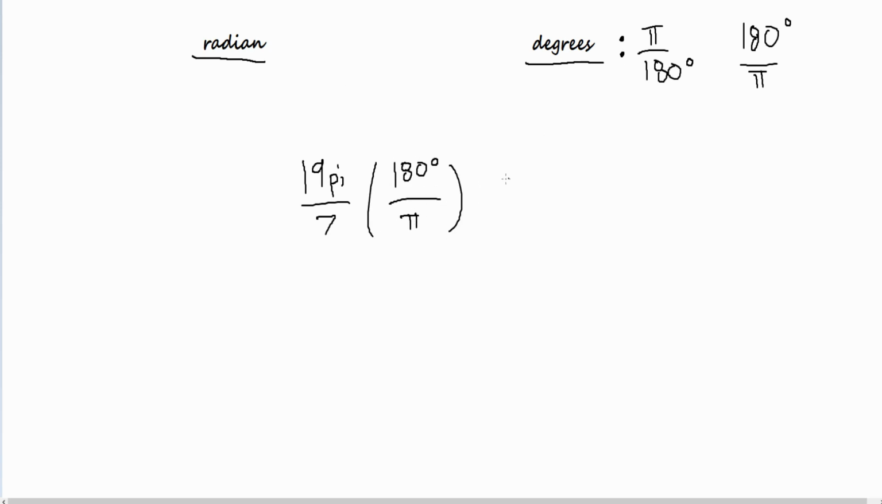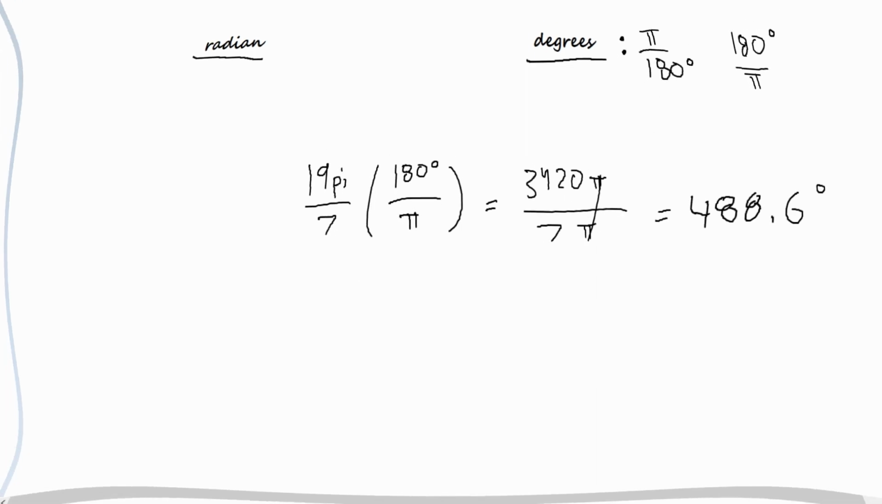In order to convert radians to degrees this time, we'll need to use a conversion factor that will cancel out the radian units. So we'll use 180 degrees over pi radians. So 19 pi over 7 times 180 degrees over pi gives us a value of 3420 pi over 7 pi, which means that the pi will cancel out from each other, canceling out radians. And so 3420 over 7 gives us a rough value of 488.6 degrees, and that is 19 pi over 7 radians in degrees.